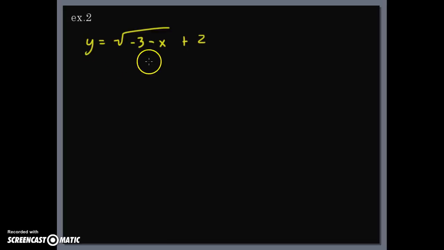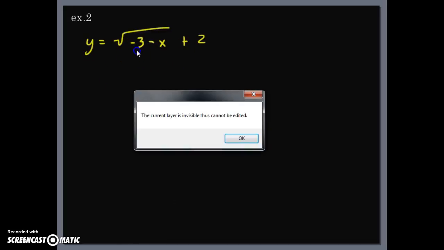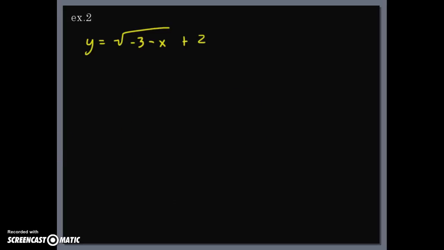Okay, example number 2. So we're going to take what's under the radicand. In this case, we've got a negative 3 minus x. This plus 2 out here doesn't really have any limitations. The limitations are strictly what's under the radicand. We can have a negative.